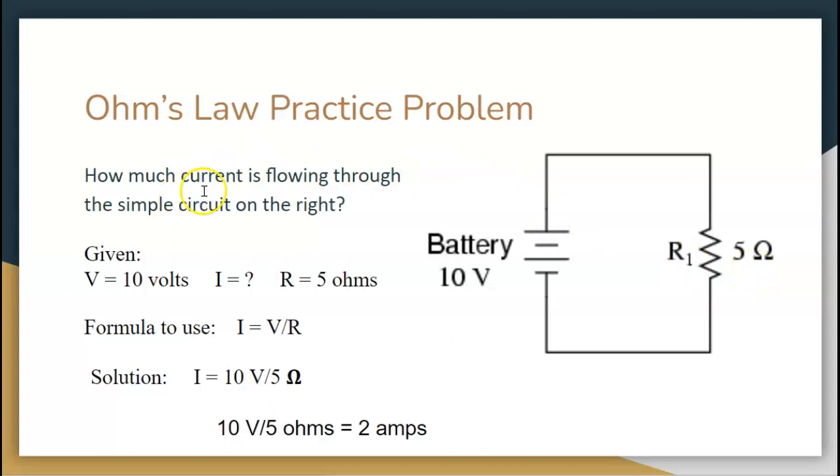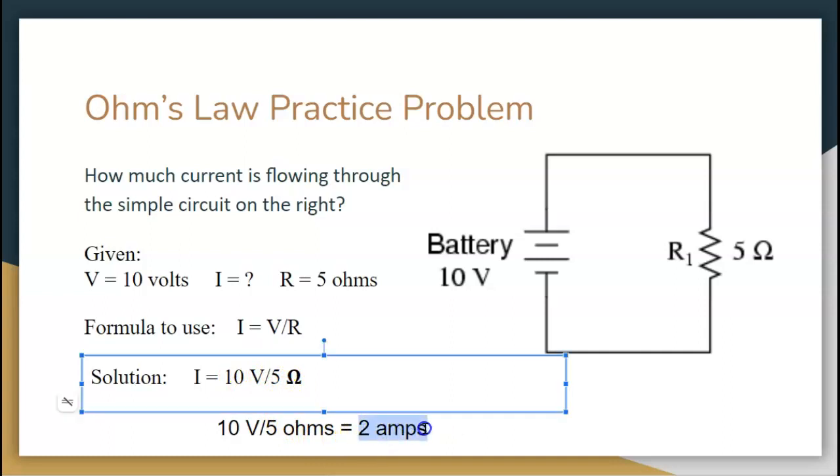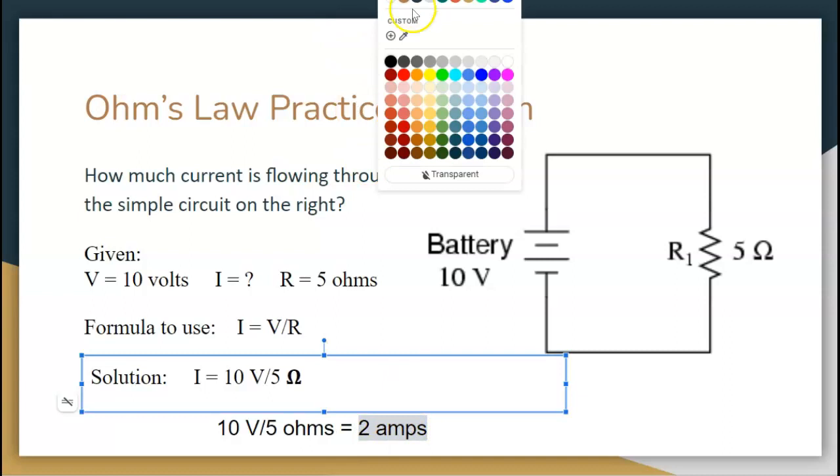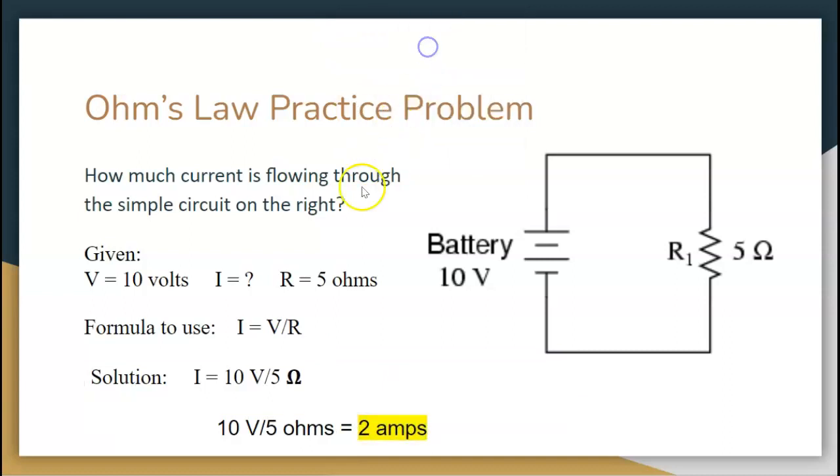So I need to know what? Well, I know voltage and I know resistance, so I don't know anything about current. So I'm going to use the formula to solve for current. Voltage divided by resistance, 10 volts divided by 5 ohms equals 2 amps. All right. Final answer, yes, give me the $1 million. There it is.